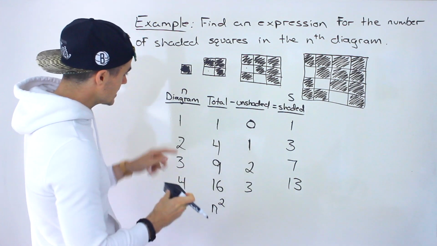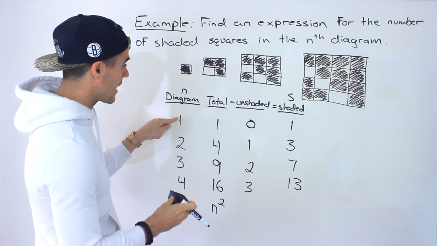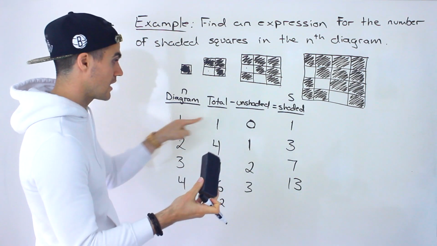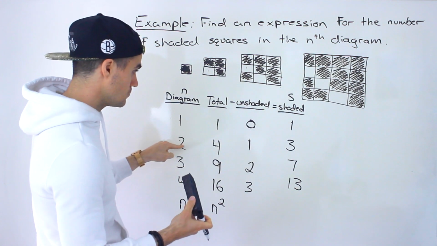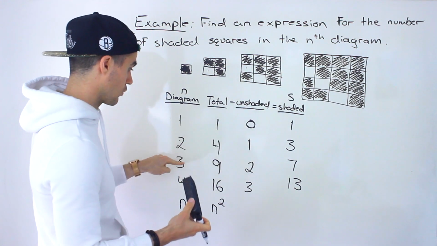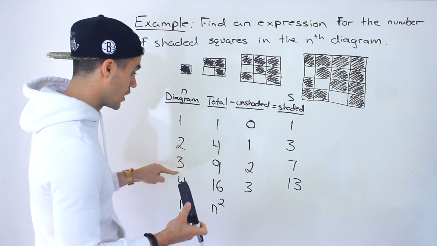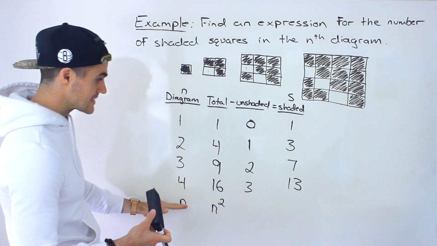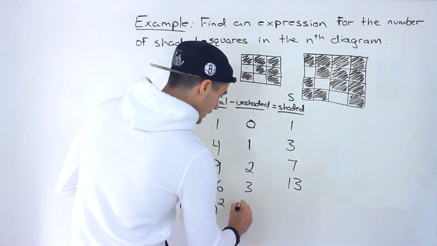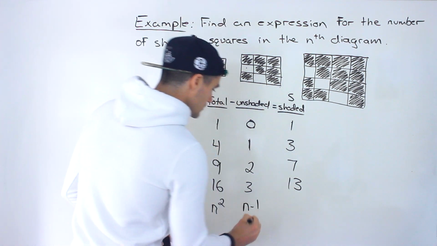Well, notice we're just taking this value and subtracting 1 each time to get this. So 1 minus 1 would give us 0. 2 minus 1 would give us 1. 3 minus 1 would give us 2. 4 minus 1 would give us 3. And so for the nth diagram, what we would have here is n minus 1.